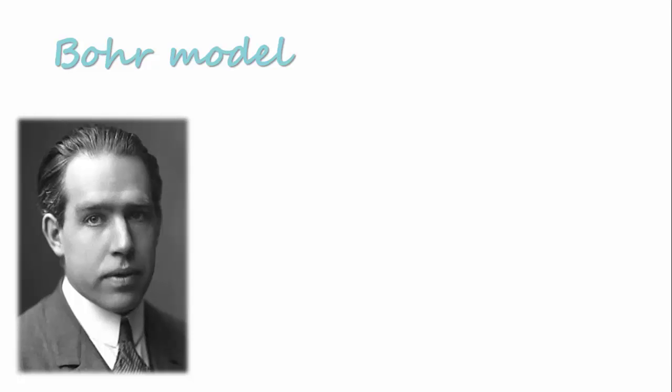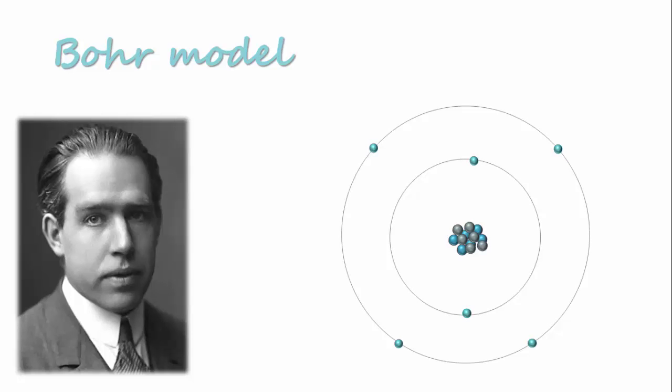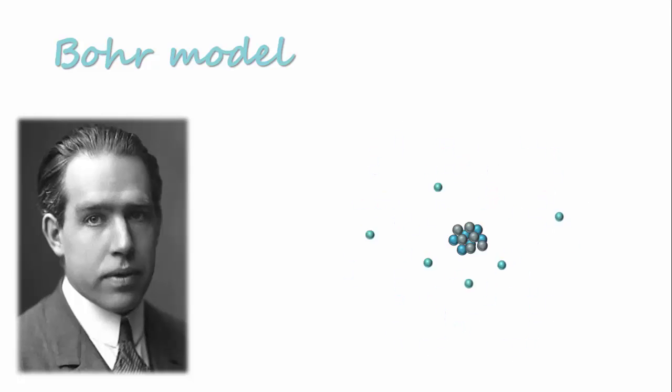In 1913, Niels Bohr described the atom as a small positively charged nucleus located at the center, surrounded by electrons that travel in circular orbits, just like the planets orbit the Sun. The example here is showing the Bohr model for carbon. Notice how the electrons orbit around the nucleus.